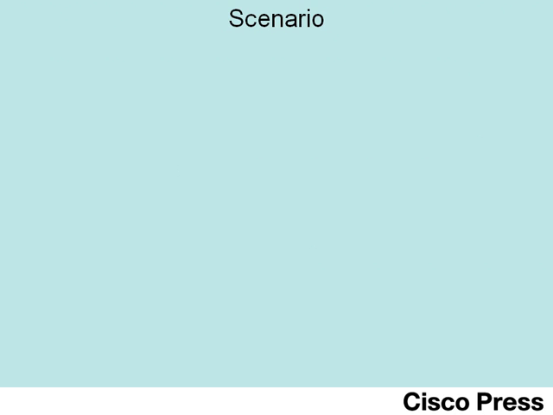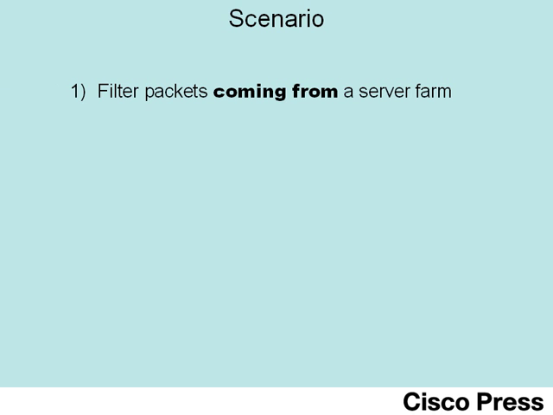This video lab uses a single scenario step. In this one step, we'll see how to filter packets that are coming from a server farm and going towards a set of clients.